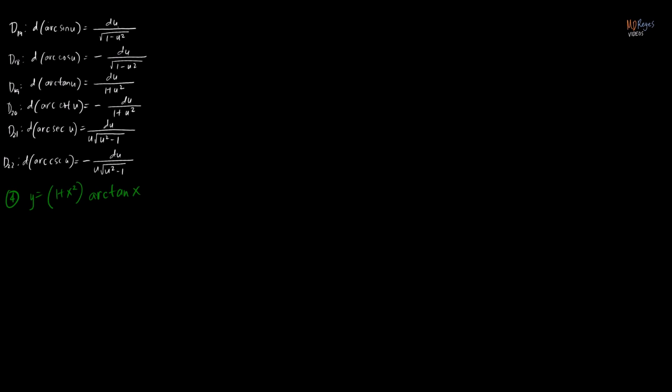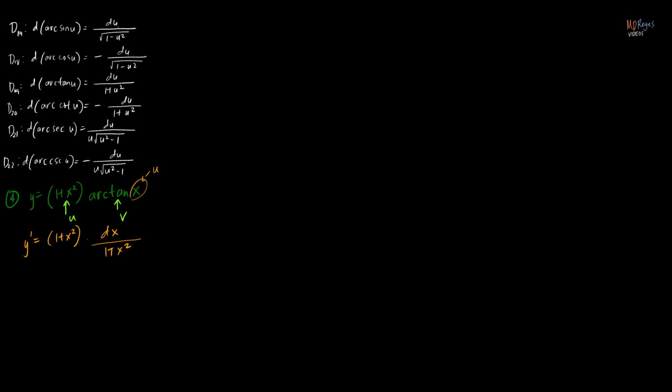Example number 4 is the product of 1 plus x squared and arctangent of x. To differentiate y with respect to x, we'll use the product rule, where this is u and this is v. So we get y prime using the product rule. That is 1 plus x squared times dv, where dv can be obtained using formula D19. So u here is equal to x, so dx over 1 plus x squared.